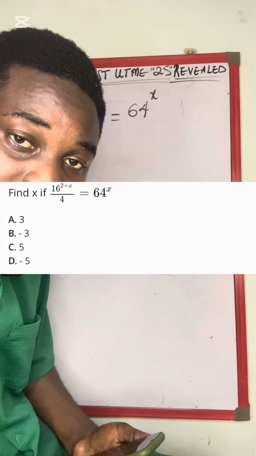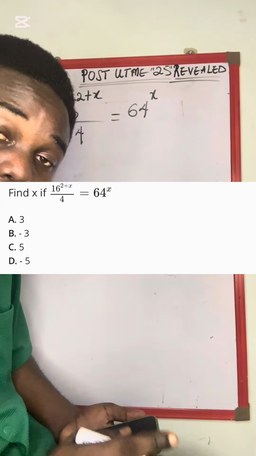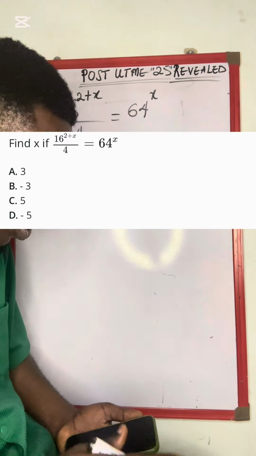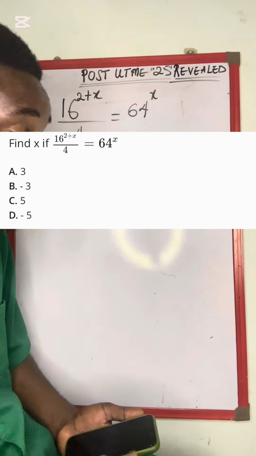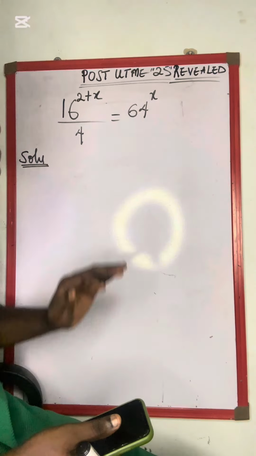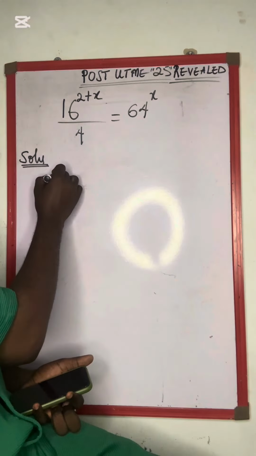Okay guys, number one as shown on the screen. It says find x if 16 to the power of (2 plus x) divided by 4 equals 64 to the power of x. Now this question comes from indices. We're going to make sure all the bases are the same. Now let's go. 16 also means 4 squared.